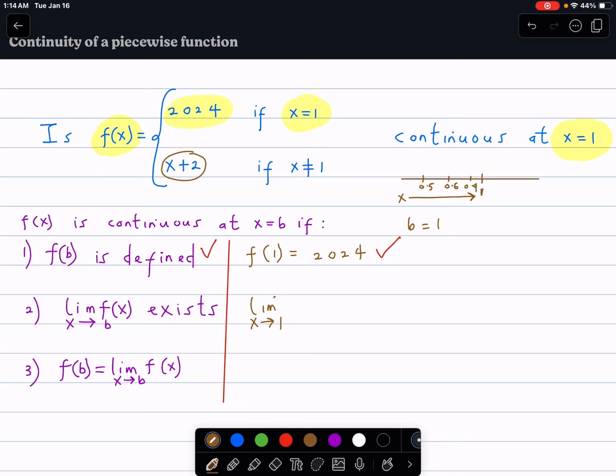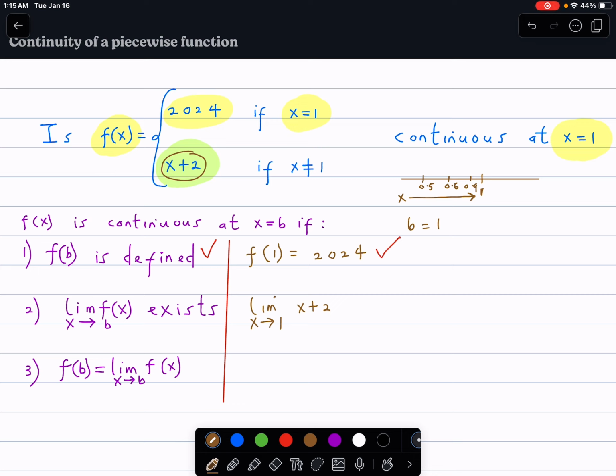So what part of the function has values of x that are not equal to 1? It is this second part of the function. So that's the part that we are going to plug in here. We are going to plug in x plus 2. I hope that makes sense.